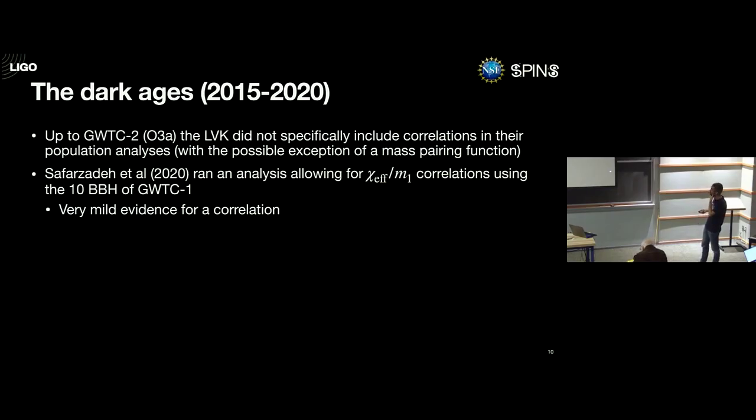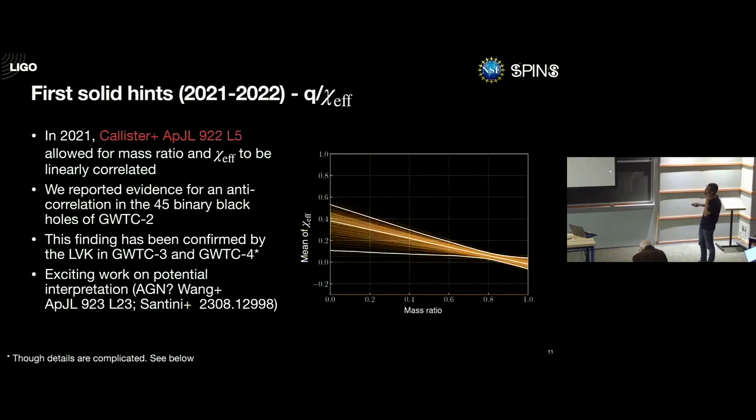Interestingly, there was a 2020 paper by Mohammad Safarzadeh, I think Will was also there, and Enrico was there, where they analyzed the 10 binary black holes of GWTC-1, allowing for a linear correlation between chi effective and q, and found very mild, weak evidence. It was a very courageous thing to do with 10 binary black holes, though, in fairness. Right. Things changed as we started having more than 10 binary black holes.